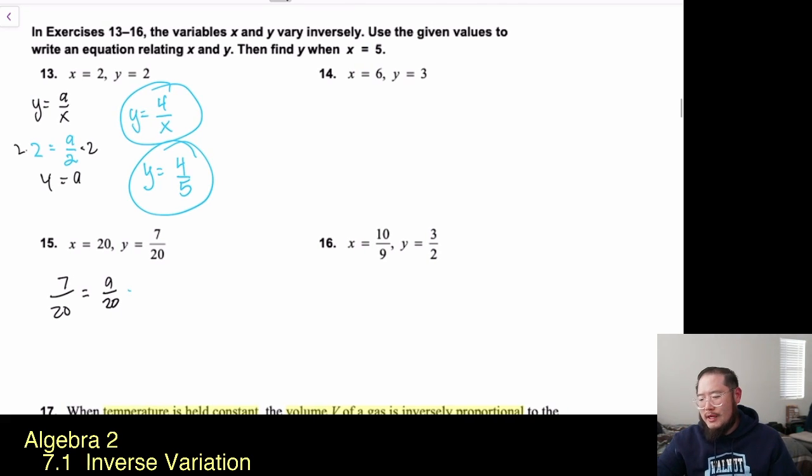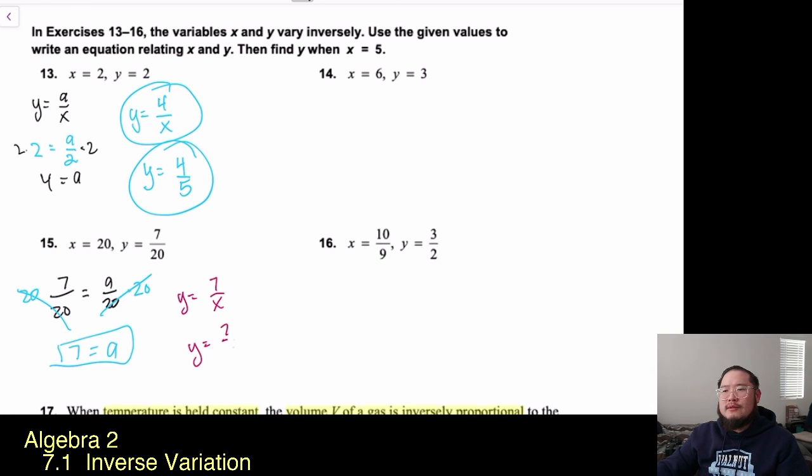And this problem is a whole lot easier than you think, just because there's a fraction. The 20's cancel on both sides, and guess what? A is equal to 7. No sweat, right? So let's go ahead. We come up with our equation. Y is equal to 7 over x. The last part is what happens when x is equal to 5, y is equal to 7 over 5. All right. And there you have it right there.